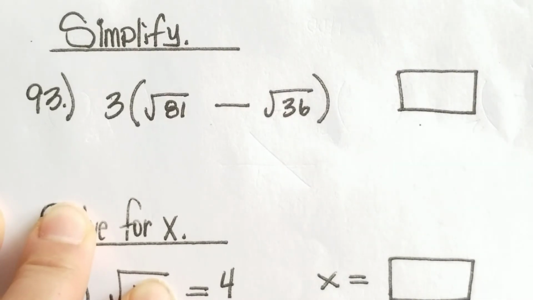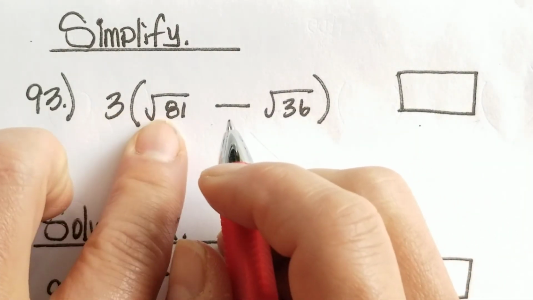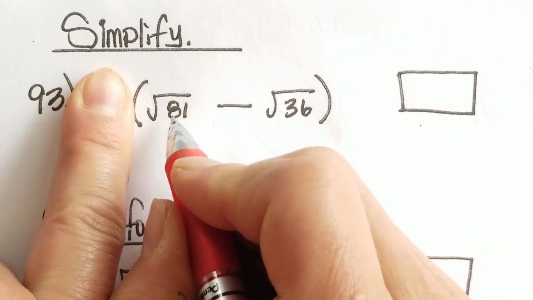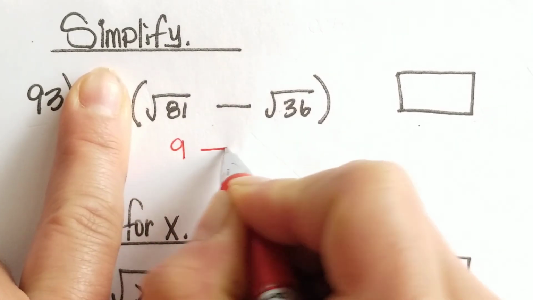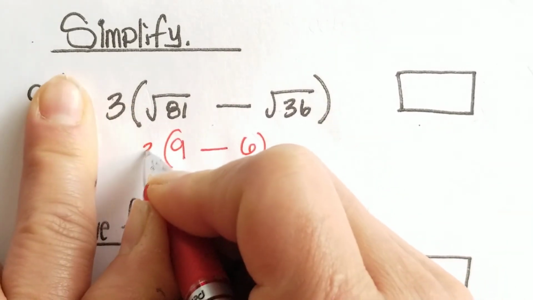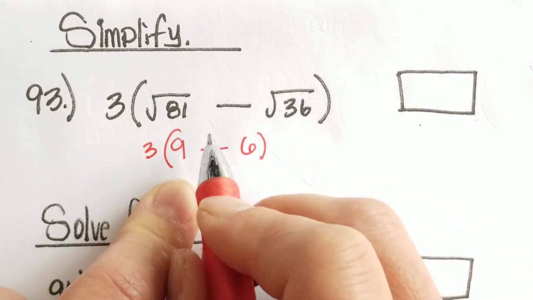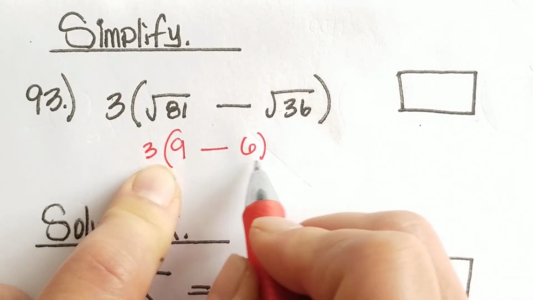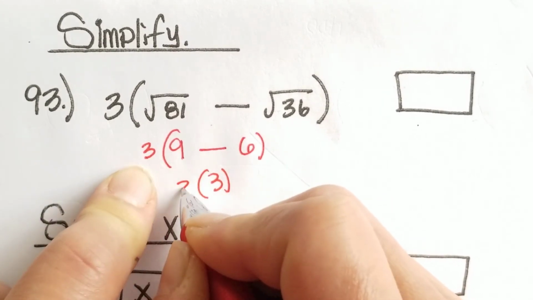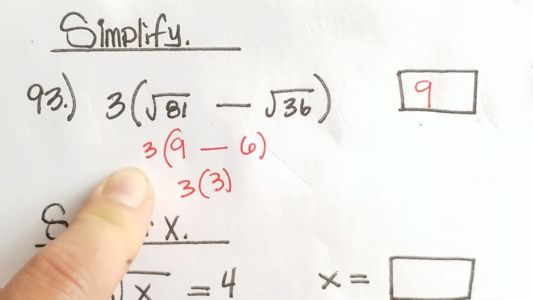Number 93, again, remembering PEMDAS or order of operation, go ahead and solve for what's in parentheses first. Square root of 81 is 9, minus the square root of 36 is 6. And then you can go ahead and bring in your 3 like that. Again, you have to solve what's in parentheses first. 9 minus 6 is 3. Bring down your 3, and 3 times 3 is 9.